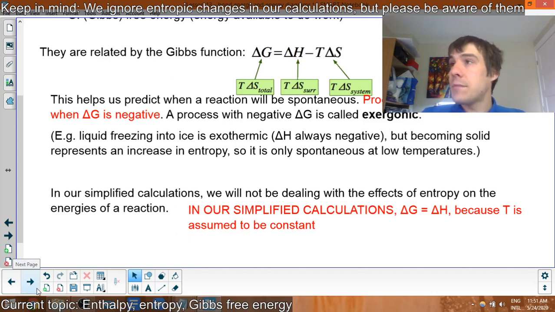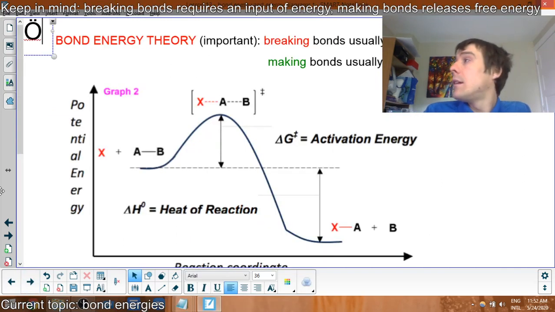Okay, next up, we're talking about bond energies. So I'm going to pause and set that up.